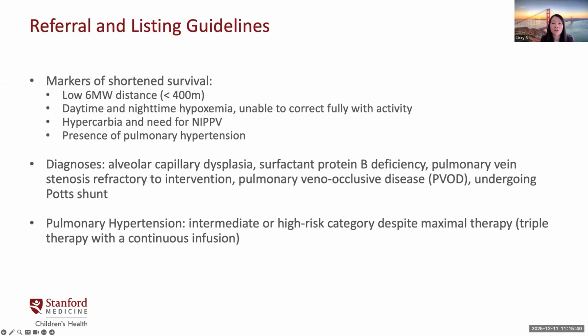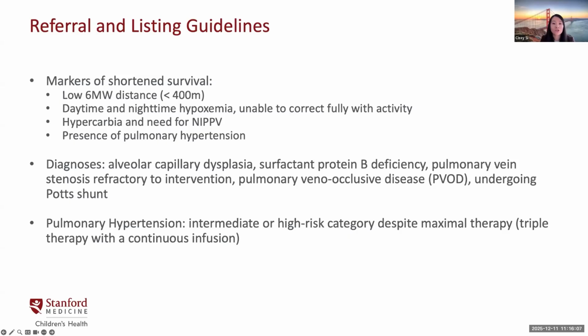This includes a low 6-minute walk distance, specifically under 400 meters, having daytime or nighttime hypoxemia that is unable to be corrected fully with activity, having significant hypercarbia and need for non-invasive or invasive ventilation, daytime and nighttime, as well as the presence of pulmonary hypertension in the setting of end-stage primary parenchymal lung disease.